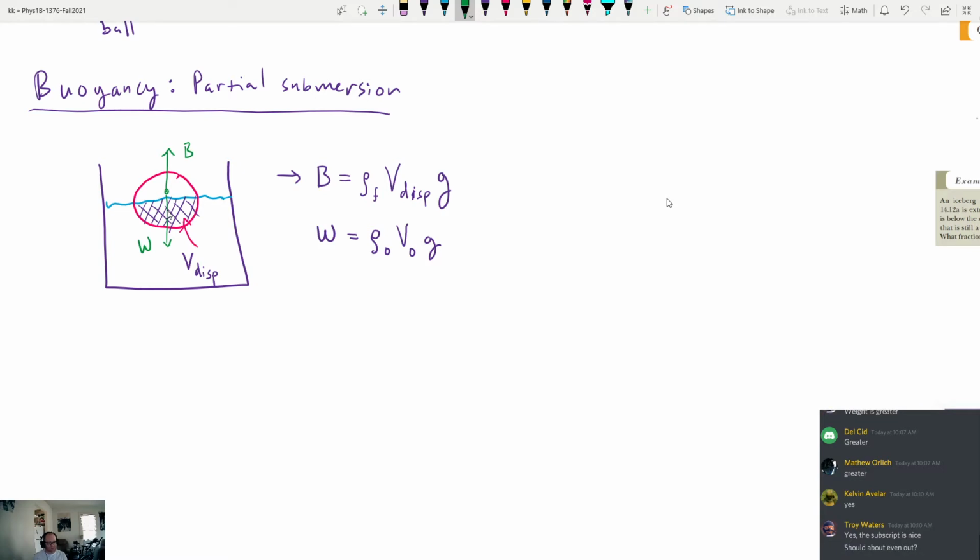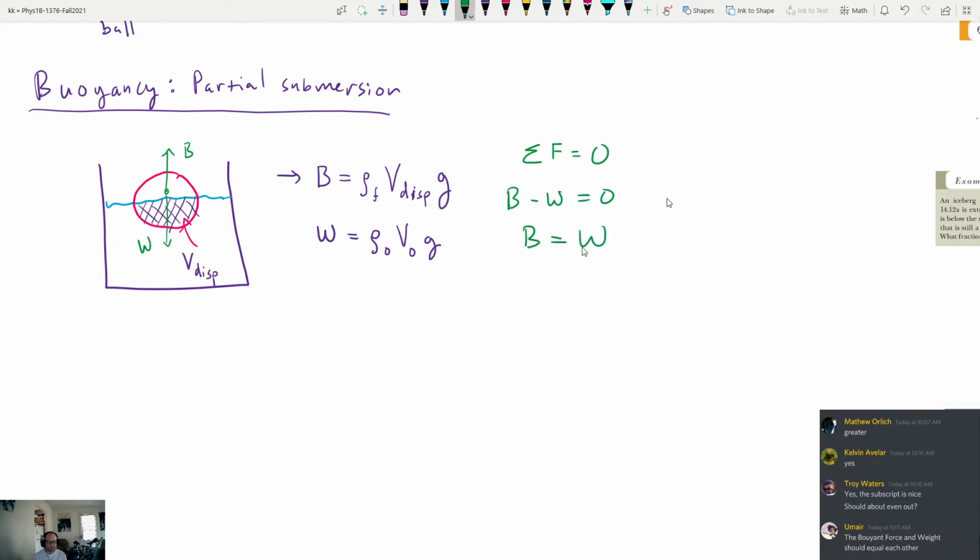They should even out, exactly, right. Like maybe the thing's bobbing up and down in the water or something like that. But these two should be pretty much equal to each other in this case, right? Because if it's partially submerged, then basically the net force should be equal to 0, which means that the buoyant force minus the weight should be equal to 0, which means the buoyant force should be equal to the weight. And now we can just equate these two, right?